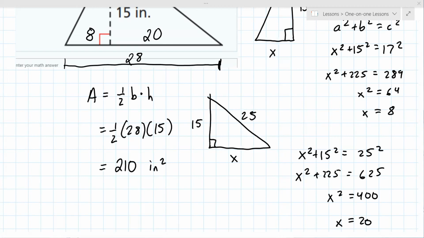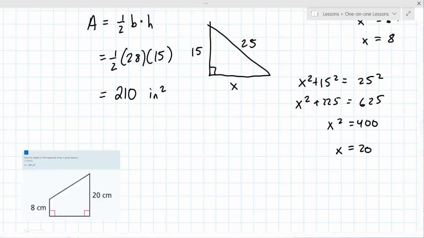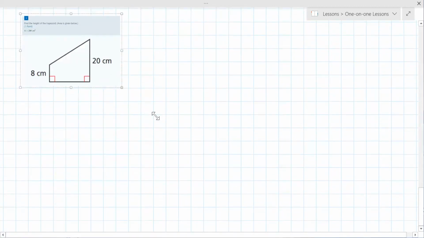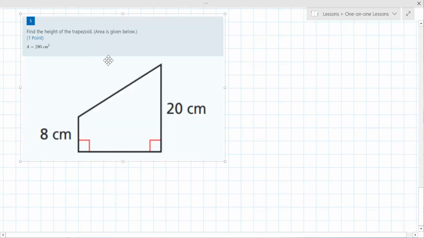Moving along. Find the height of the trapezoid if the area is given. So the height is actually this length over here. The height is between the two parallel sides.